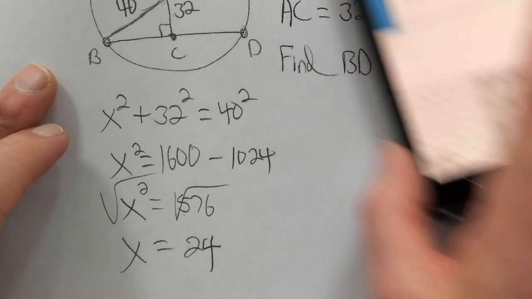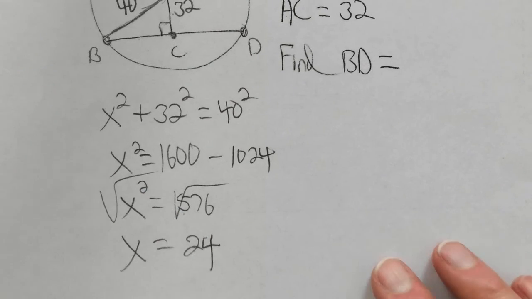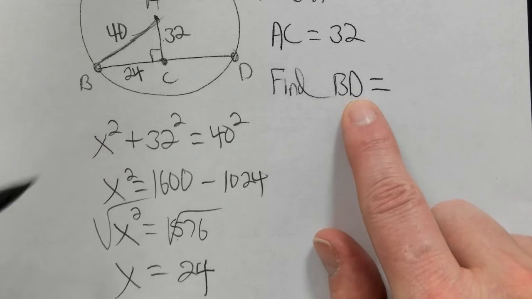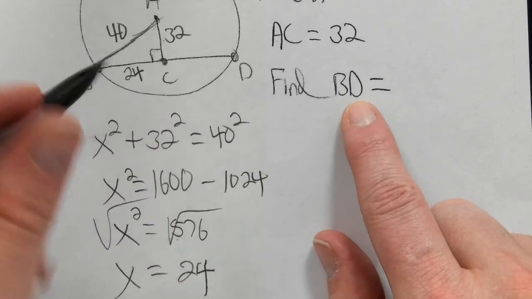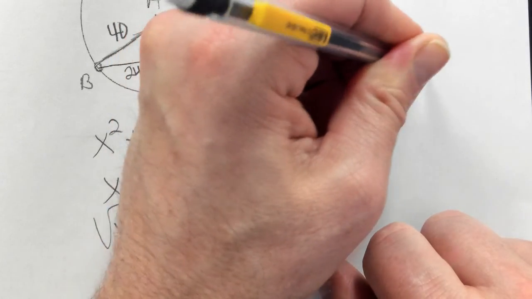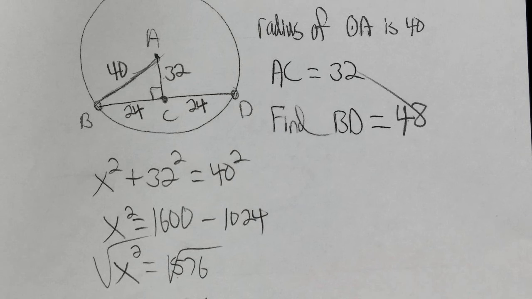Now that's not the answer on this one. Okay? Here's the reason why. Because remember, we just found 24 to be from here to here, but what do they want? BD, which is all the way across. 24 plus 24 makes 48, the actual correct answer. All right? So there you go.